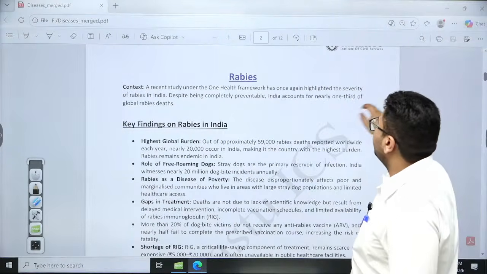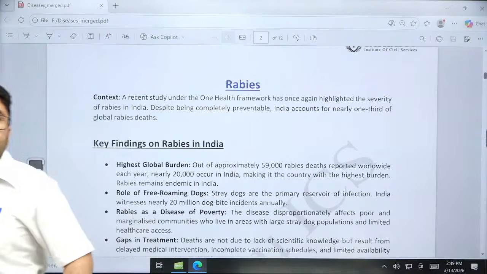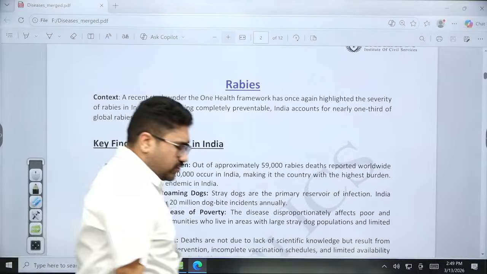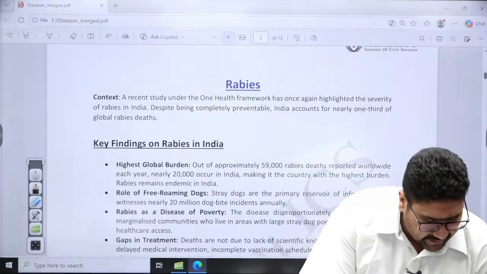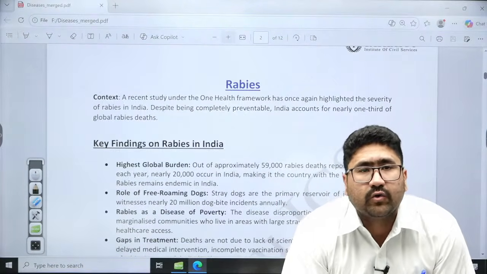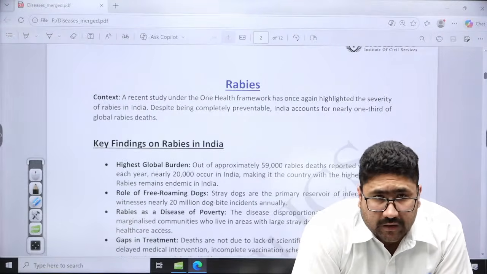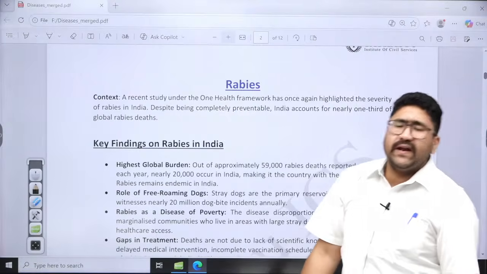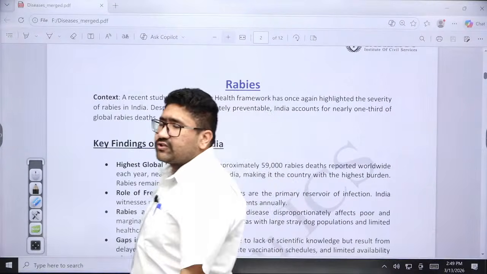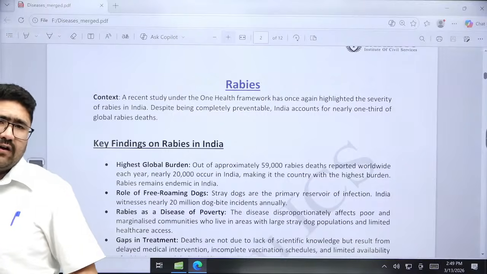Recently we have seen that even the Supreme Court has passed an order in which it has said that all the stray dogs that are there should be either captured or neutered and only then released, and the residential people should not be feeding such street dogs unnecessarily, which is going to increase their population.